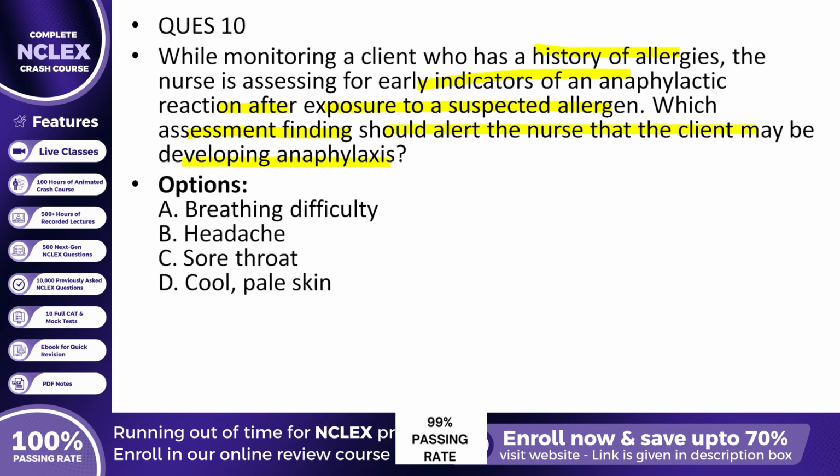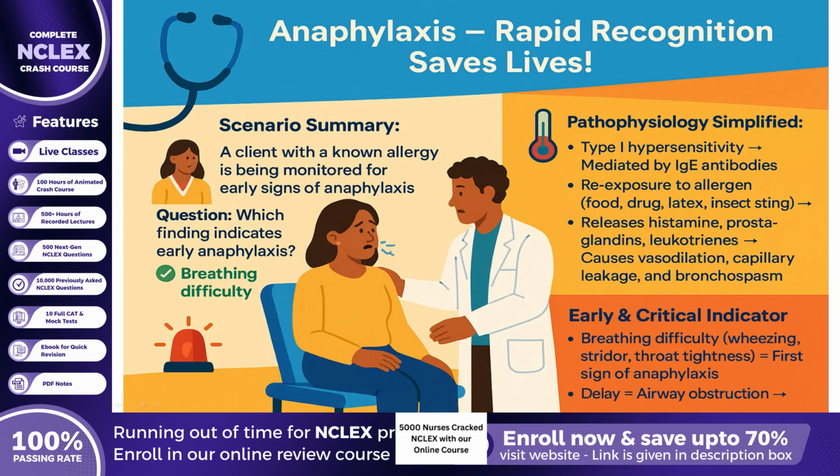Here are the options. A. Breathing difficulty, B. Headache, C. Sore throat, and D. Cool, pale skin. The correct answer is option A. Breathing difficulty. Anaphylaxis is a rapid-onset, life-threatening type 1 hypersensitivity reaction mediated by immunoglobulin E (IgE) antibodies.